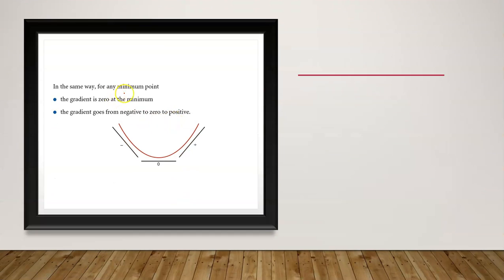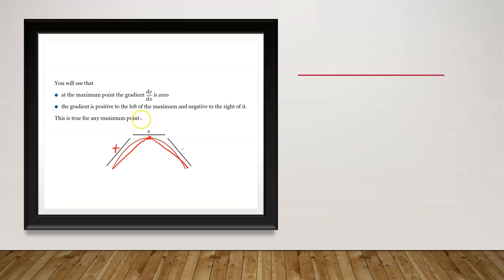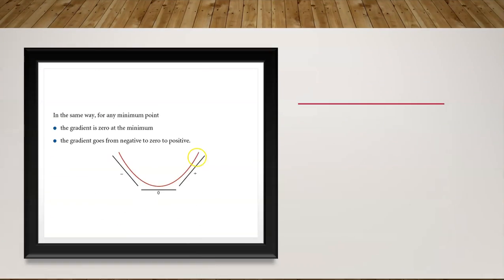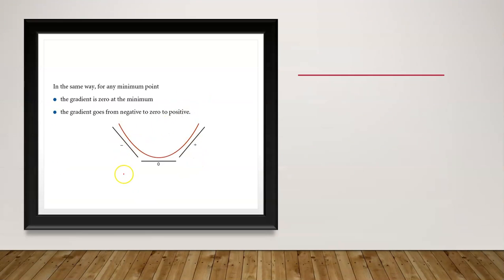And in the same way, for any minimum point, the gradient is 0 here. You have to remember this: for a maximum, it must be positive, 0 and negative. It goes up, gradient 0, and then negative. And for the minimum, it goes down, so the gradient is negative, then 0, and then positive. It goes like this. We will apply this in a few examples.